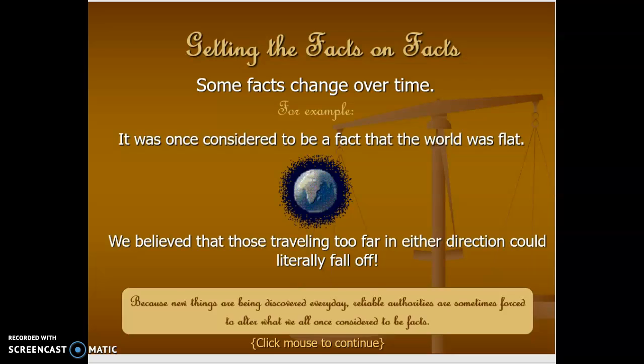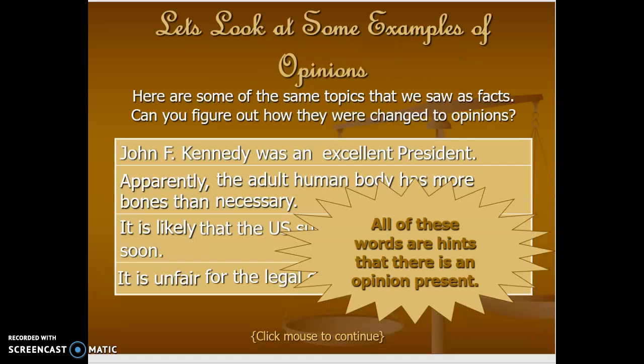Okay. Now, some facts do change over time based on scientific learning. So it was once considered fact that the world was flat, and we thought, if we went too far in either way, we would fall off. But because new things are being discovered, reliable authorities are sometimes forced to alter what we consider to be facts based on science and observation.